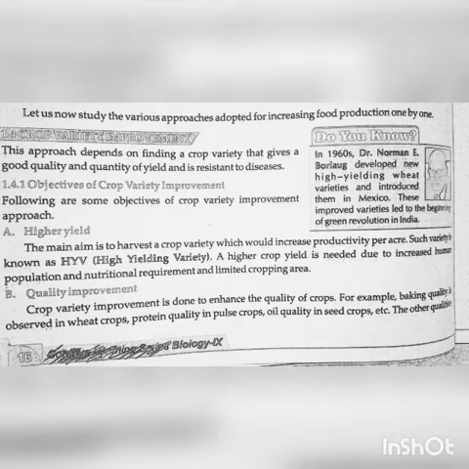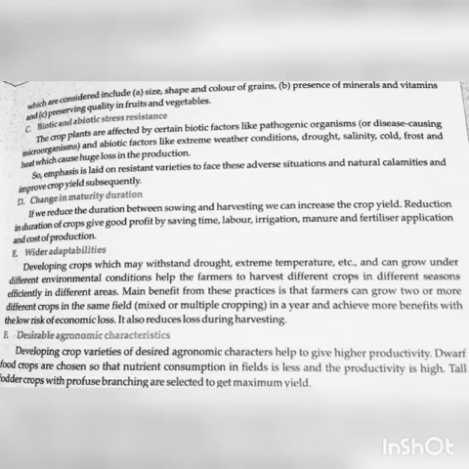Next point is quality improvement. Crop variety improvement is done to enhance the quality of crops. For example, baking quality in wheat crops, protein quality in pulse crops, oil quality in seed crops, etc. The other qualities are simple words in English, so you will understand. The other qualities which are considered include size, shape and color of the grains, presence of minerals and vitamins, and preserving quality in fruits and vegetables.